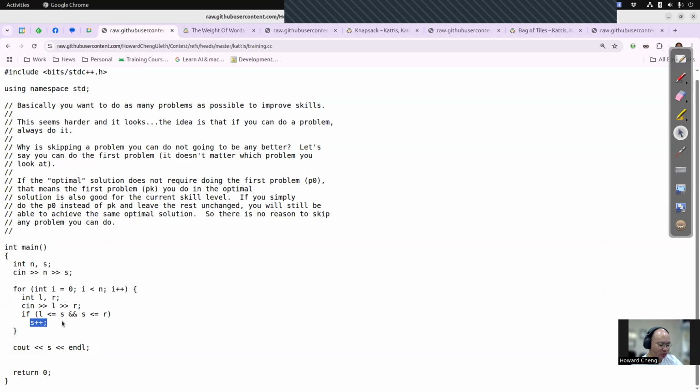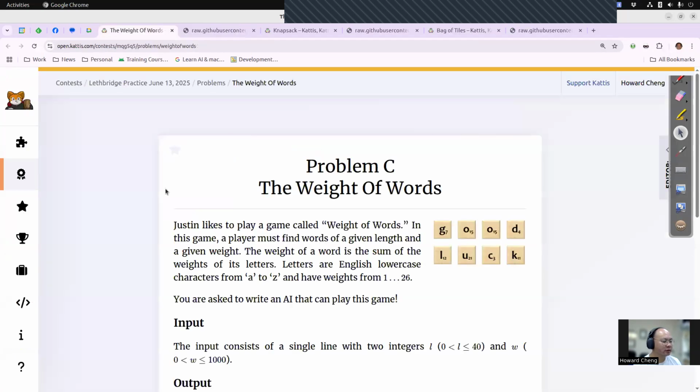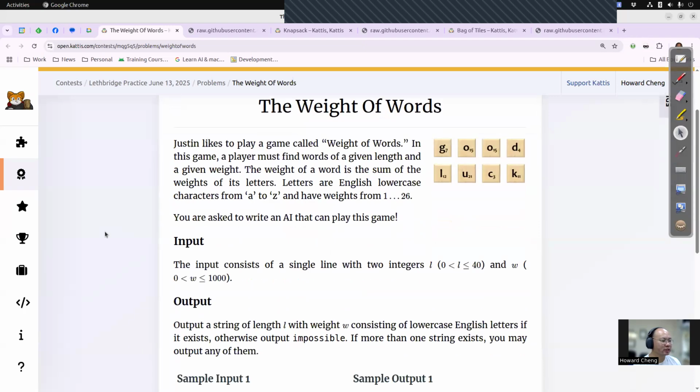Okay? And then you just keep track of it. So, yeah, basically, this problem is really easy to code, but a little bit harder to prove that the solution is correct, I guess. Okay, weights of words. So now we're going into the dynamic programming knapsack type of problems.